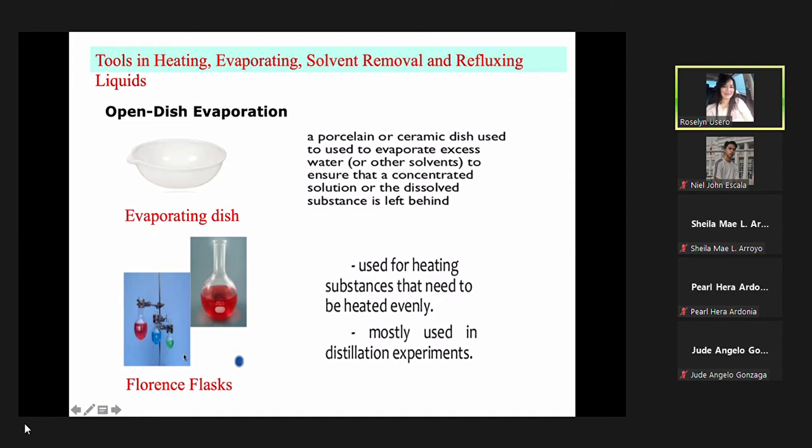Next, we have the Florence flask. Take a look at the shape. This is used for heating substances that need to be heated evenly, mostly used in distillation experiments. So, Florence flask.